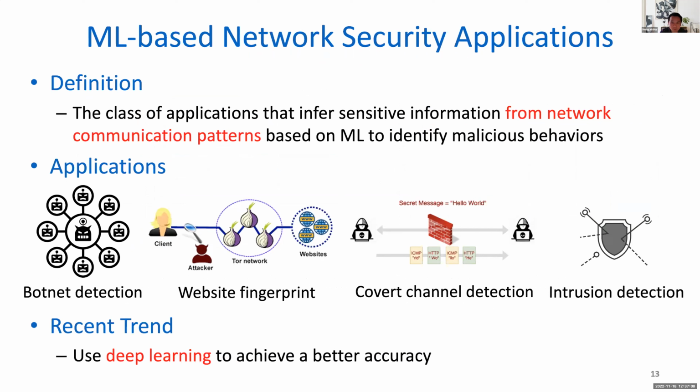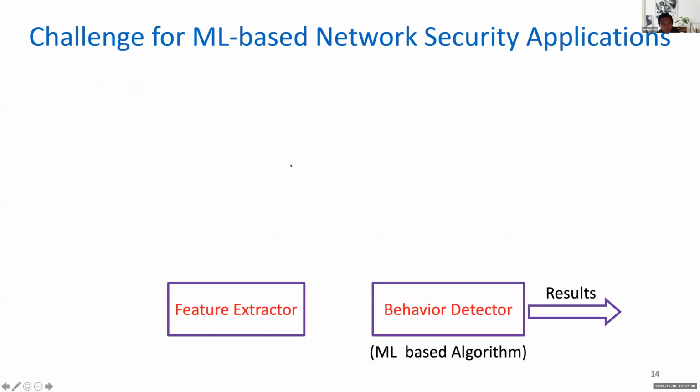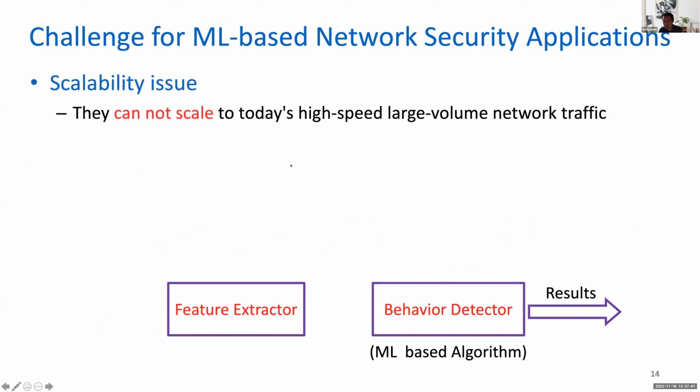Okay, the third system I want to discuss a little bit is what we call a machine learning based network security application. We also want to use programmable switches to accelerate this kind of application. Right now, deep learning, even machine learning, especially deep learning, has been widely used for different security applications. We have bot detection, website fingerprinting, covert channel detection, and intrusion detection. But we know machine learning, especially deep learning, is very expensive, so performance is very low. This is why scalability is a big problem.